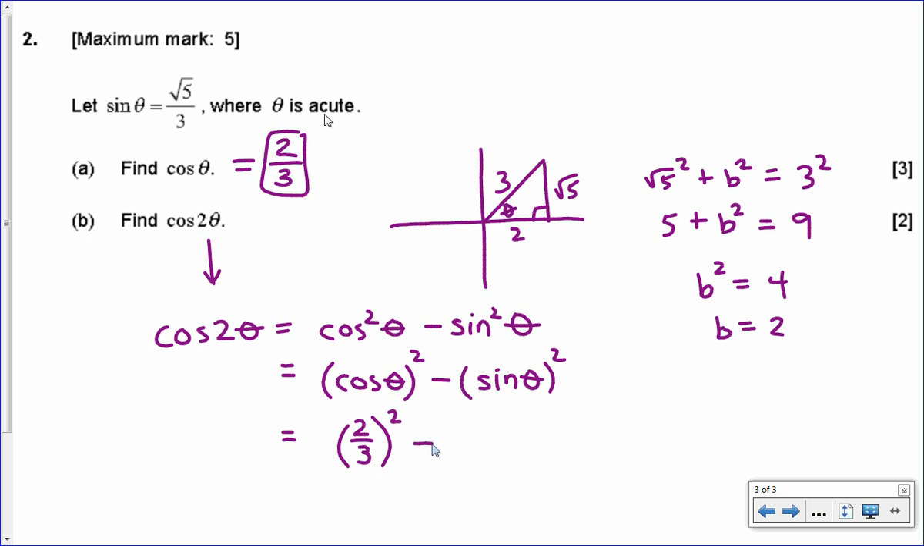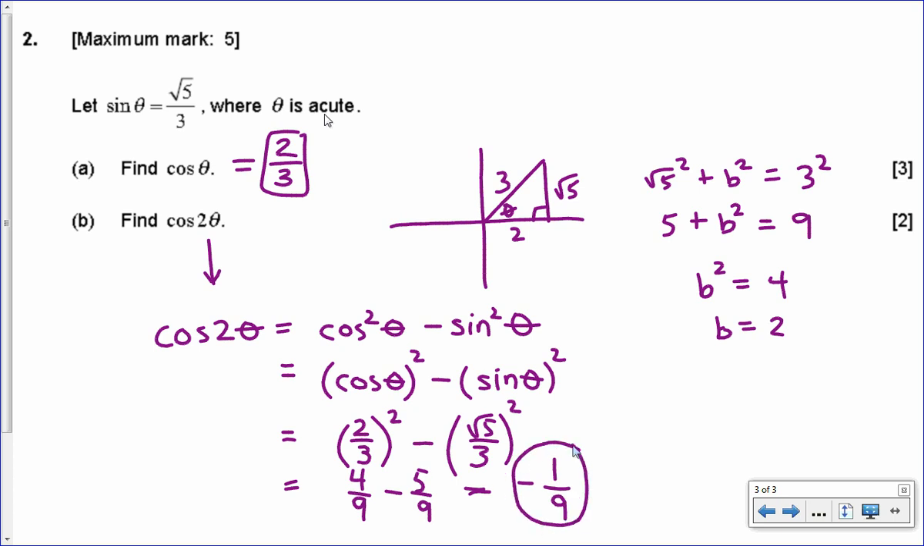Cosine of theta is 2/3, and I'm squaring it. Sine of theta is root 5 over 3, and I'm squaring it. This is non-calculator, so we're expected to be able to simplify this all the way down without a calculator. 2/3 to the second power means 2 times 2 and 3 times 3, so 4/9. Root 5 over 3 squared is 5 over 9. And so when I simplify this, negative 1 over 9 is the final ratio for the cosine 2 theta in this example. And that's all.